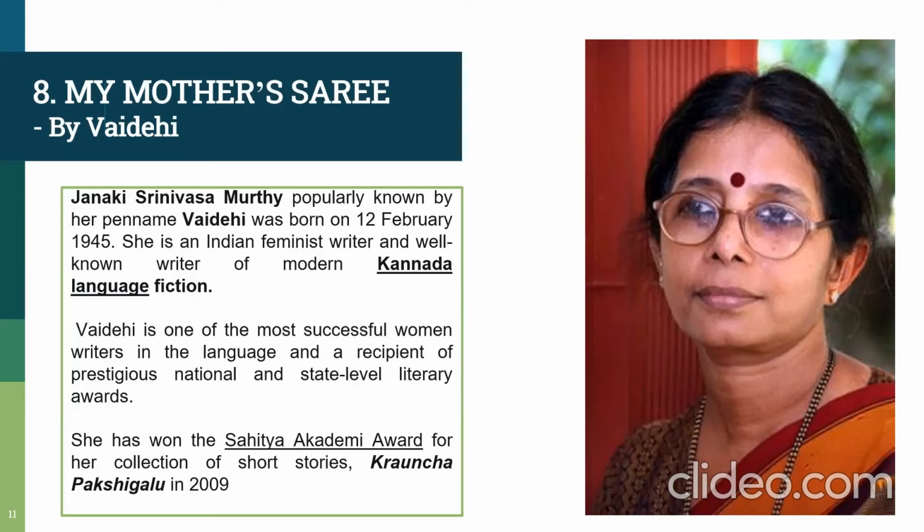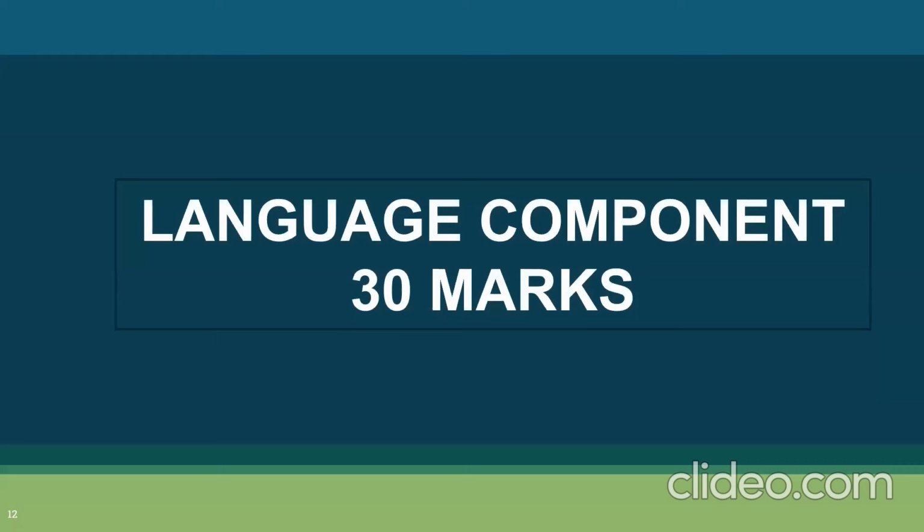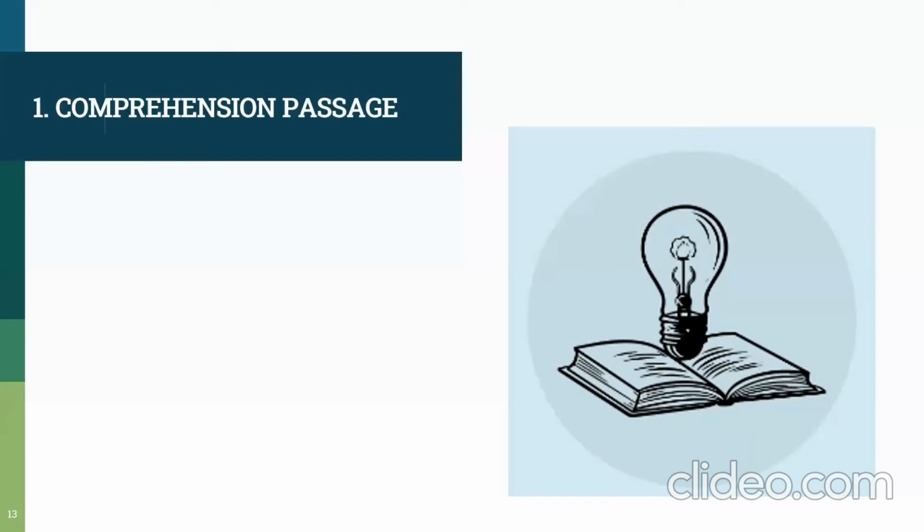So these are the 8 lessons you have in the section Prose and Poetry, and that is for 50 marks in the examination. Now we are going to discuss the second section of your syllabus, that is the language component, that means the grammar, for 30 marks. So here we have the very first topic, comprehension passage. A passage will be given in the textbook. You have many passages for discussion, and comprehension passages will always help you enhance your reading skill.